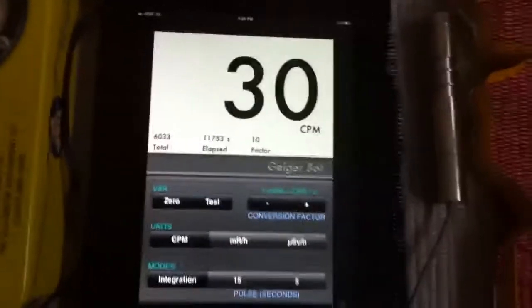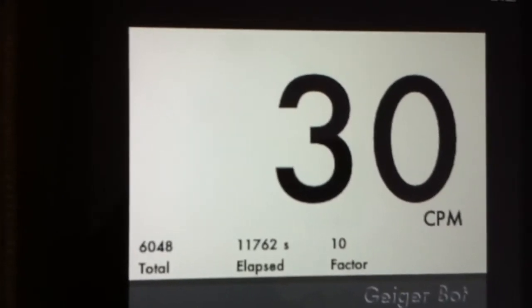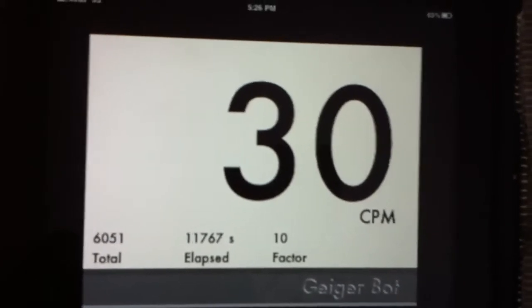The connection between the iPad and the Geiger counter is simply the earphone headpiece that came with the Geiger counter, which happens to be resting over top of the microphone for the iPad. And so just through that, it's able to keep count. Right now it's up to 6,043 counts total. It's been running over 2 hours. It's up to 30 counts per minute on average over many, many minutes.